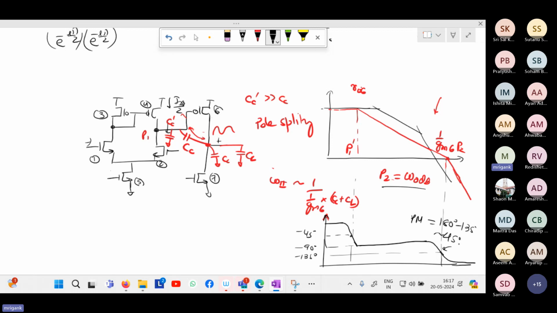The P2 is shifting up because at high frequency, the CC is having a shorting effect, and that is reducing the impedance. As a result, the P2 is shifting higher. And then we make P2 beyond the omega 0 dB, greater than or equal to omega 0 dB. And as a result, the phase margin is ensured to be higher than 45 degree. Is this clear to all of you? Any problem?